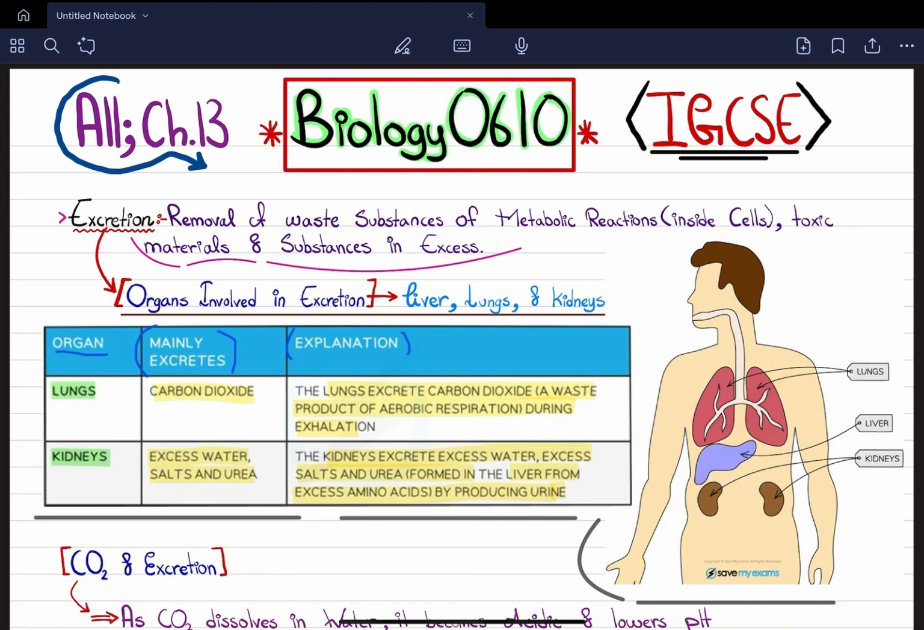So let's first define what is excretion. Excretion is the removal of waste substances of metabolic reactions inside cells and toxic materials and substances in excess. So inside cells, there are waste substances of metabolic reactions, and excretion is the process of removing these waste substances inside or caused by metabolic reactions and other toxic materials and substances present in excess inside our bodies.